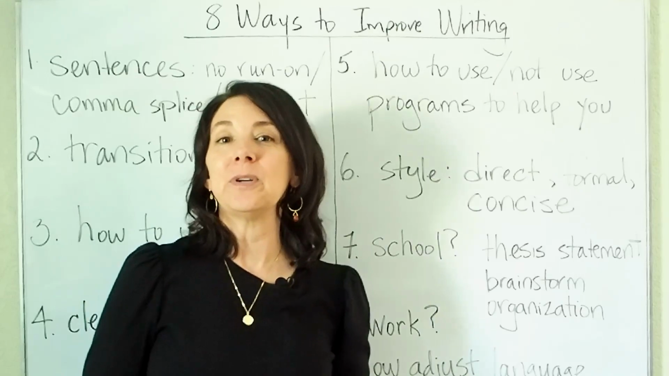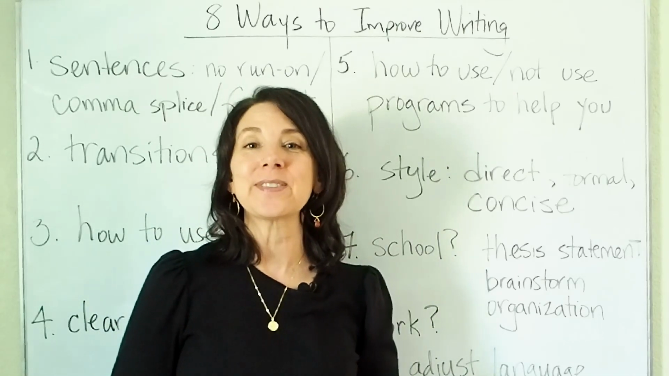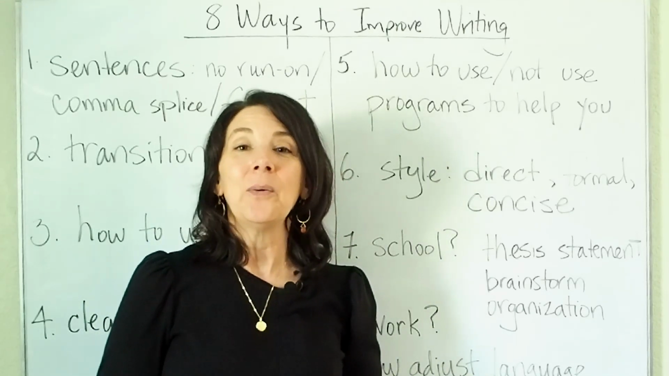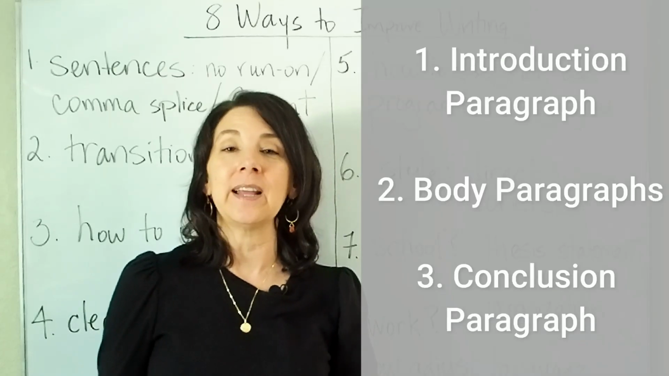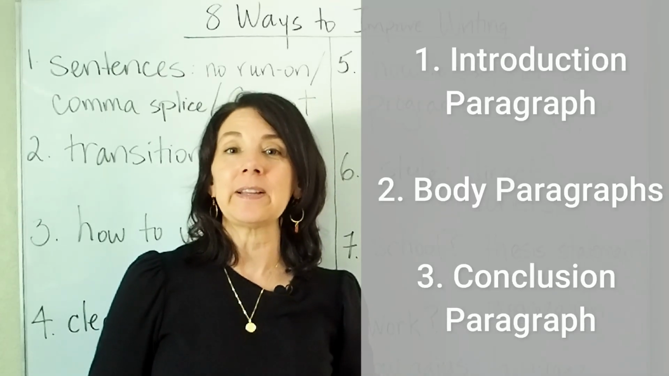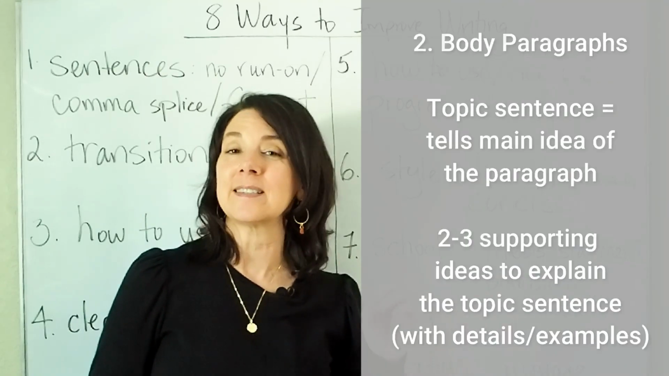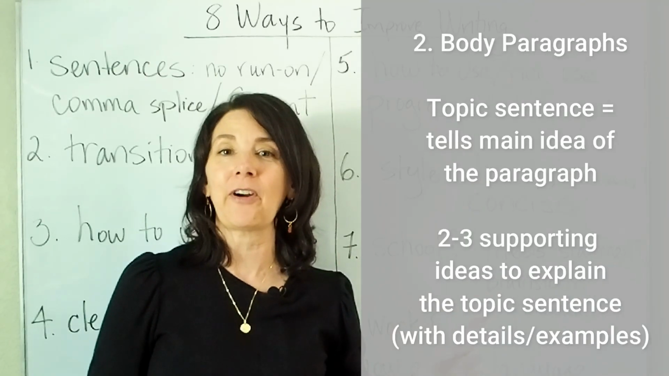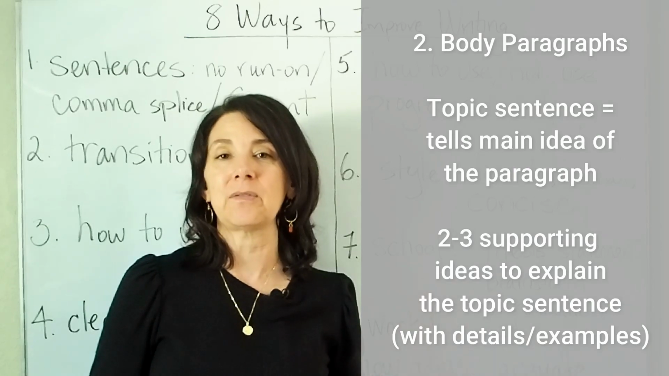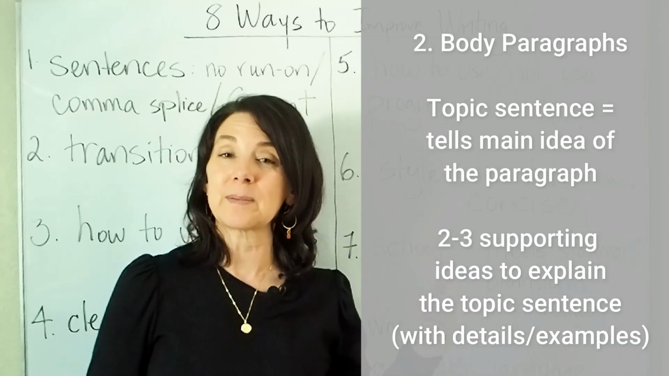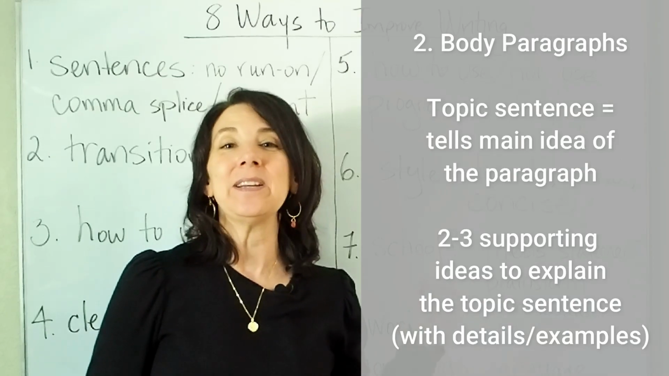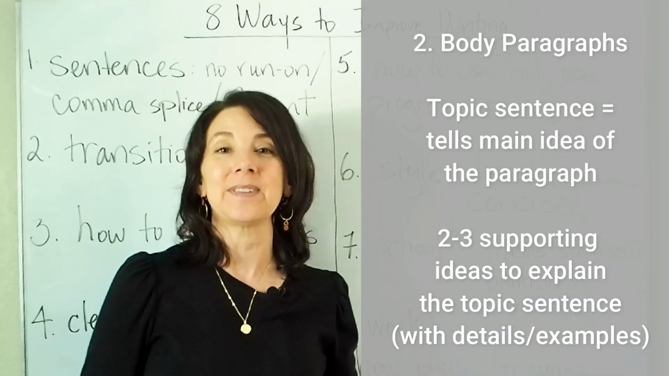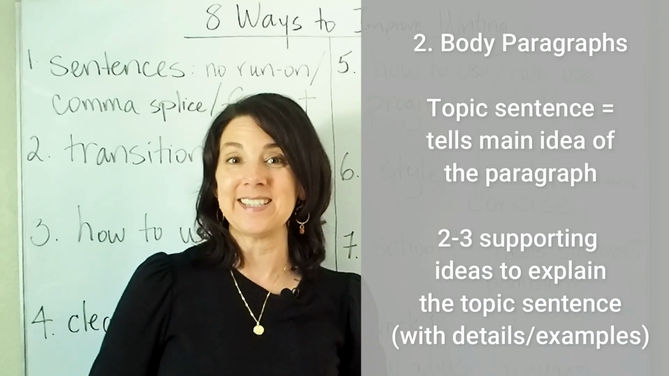The type of writing that we do for school typically follows a predictable formula with an introduction, body paragraphs, and a conclusion. And the body paragraphs typically start with a topic sentence that tells the main idea of that paragraph and then has 2 to 3 supporting ideas to support that topic sentence. And inside that, we include details and examples to explain those supporting ideas.